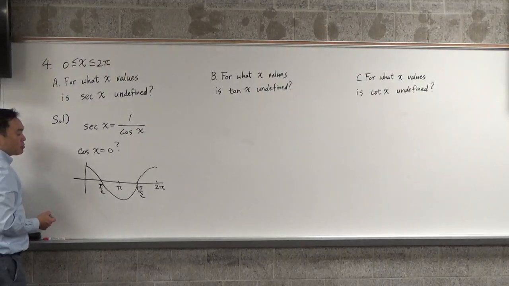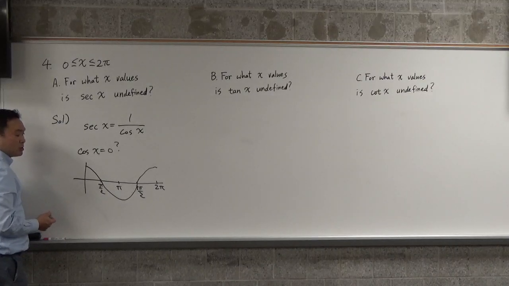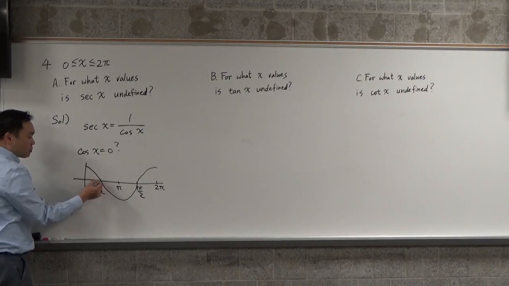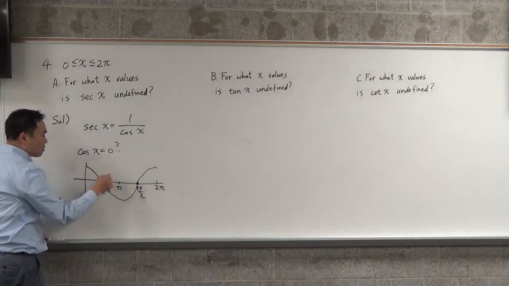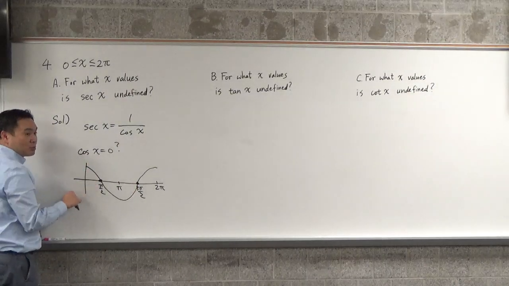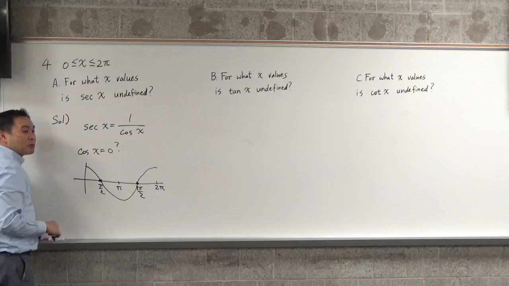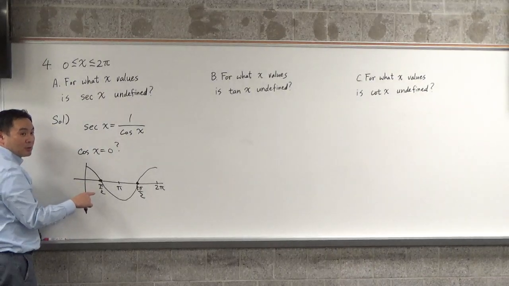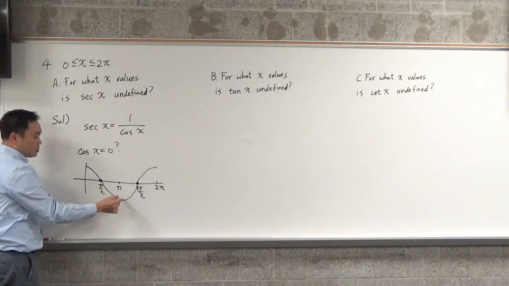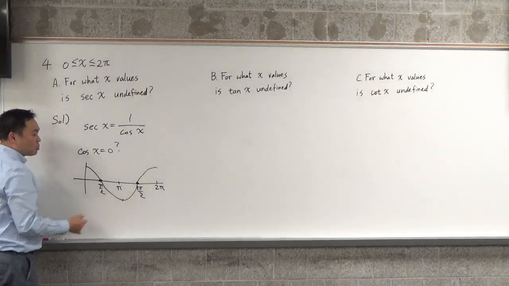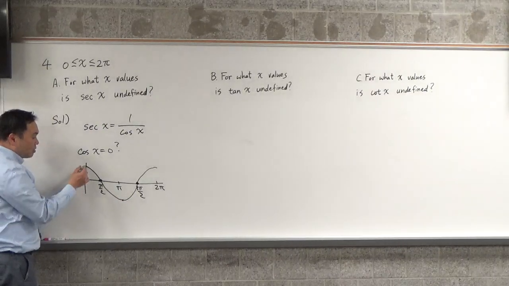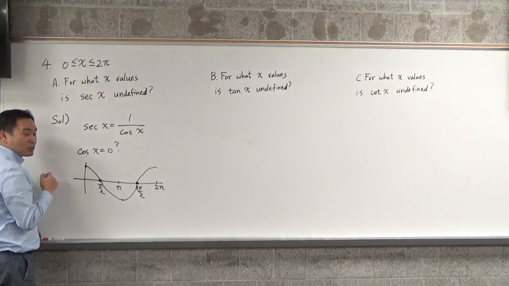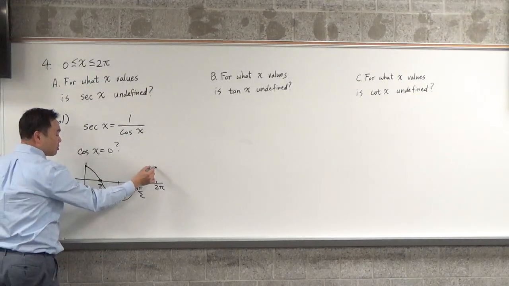When does cosine become 0? For what x values does the cosine become 0? Pi over 2 and 3 pi over 2. These are the places where the value of the function becomes 0, right? What's cosine pi according to this graph? It's down here, right? Negative 1. What's cosine 0? Positive 1. What's cosine 2 pi? Positive 1. Okay.